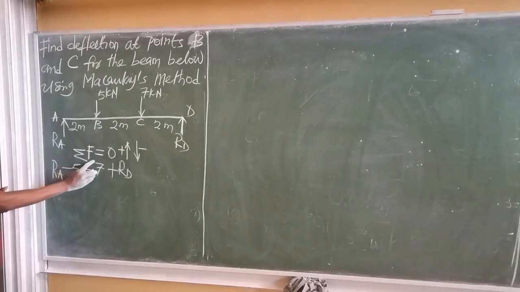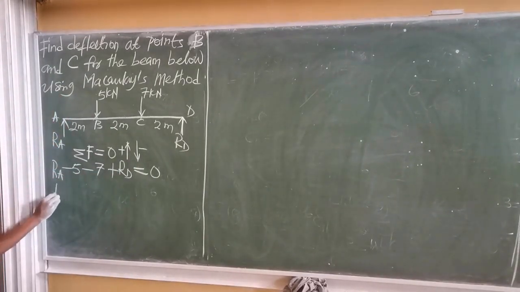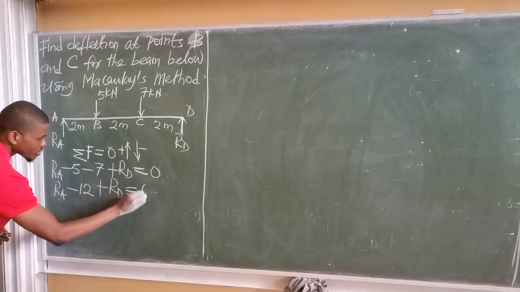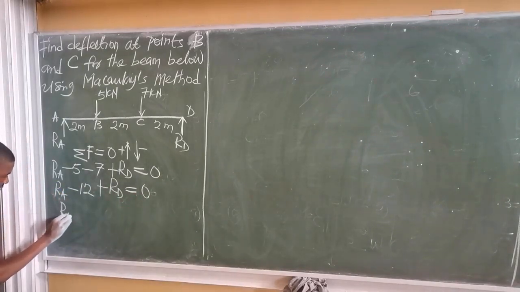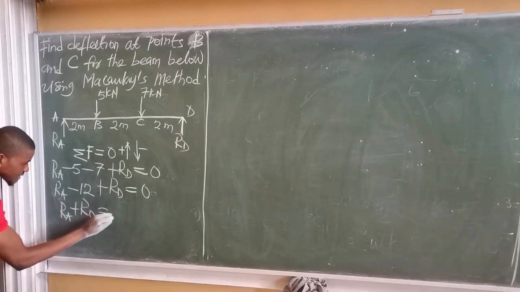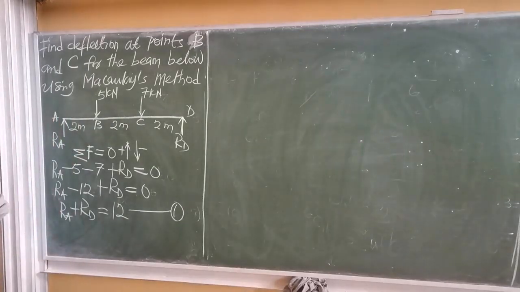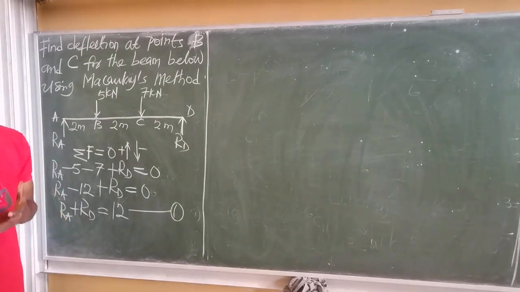So from the law, summation of force equals 0. So the whole of this is equal to 0. RA minus 5 minus 7 simply gives us minus 12 plus RD equals 0. Now, let's send minus 12 over to this side of the equation. Negative sign becomes positive. So I'm simply left with RA plus RD, and that's equal to 12. So call this equation 1. Notice now that equation 1 is a single equation having two unknowns, which means it is impossible to solve.